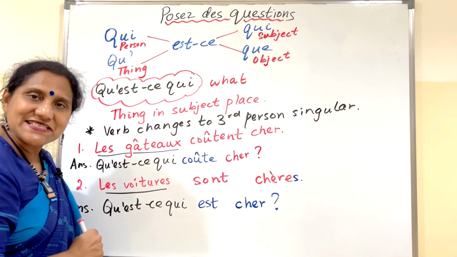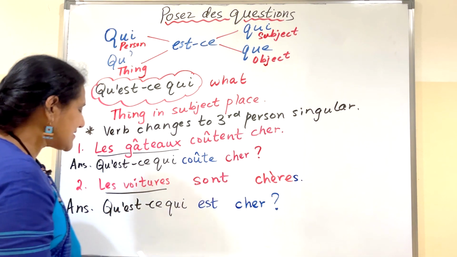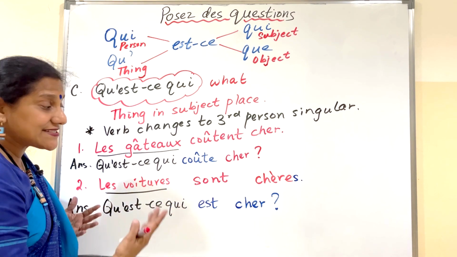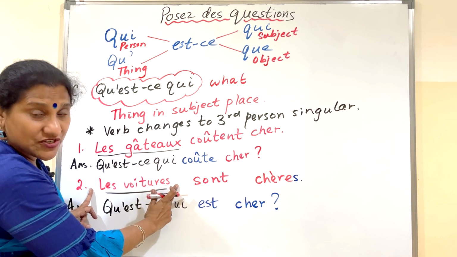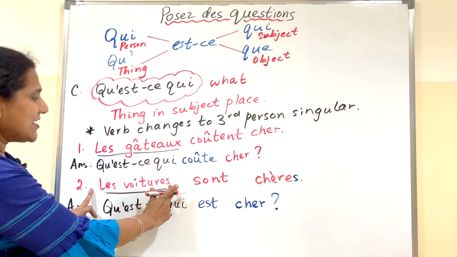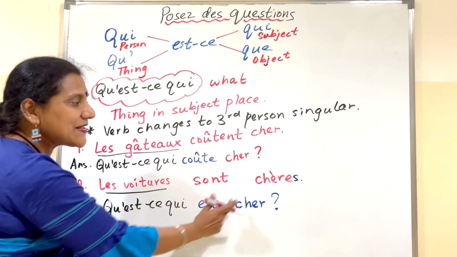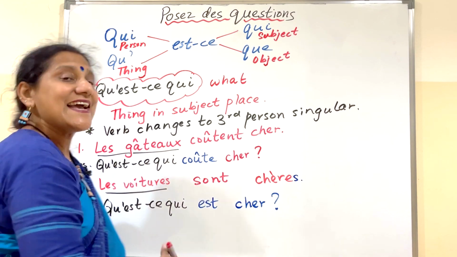Let's take another example. Les voitures sont chères. The cars are expensive. Qu'est-ce qui est cher? What is expensive? Now, notice here, we are asking a question on the subject, which is a thing. So, qu'est-ce qui, followed by verb in third person singular, and even the adjective cher will change. So, qu'est-ce qui est cher?